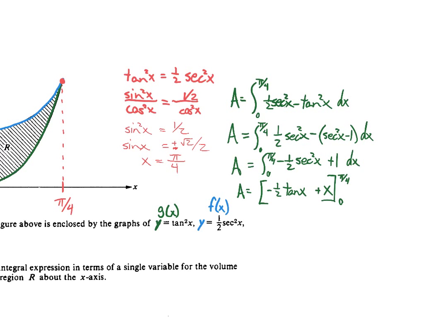But that means our area is going to equal negative 1/2 tangent of pi over 4 plus pi over 4 minus, and tangent of 0 is 0, plus 0 is 0. What's tangent of pi over 4? 1. So this is negative 1/2 plus pi over 4. And you'll just leave it like that.